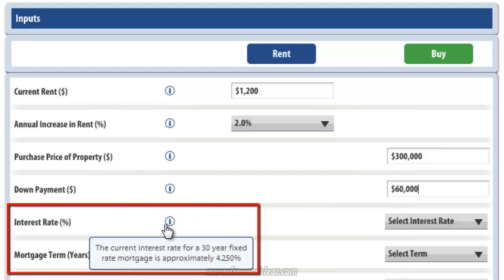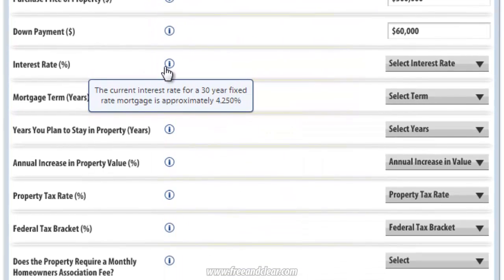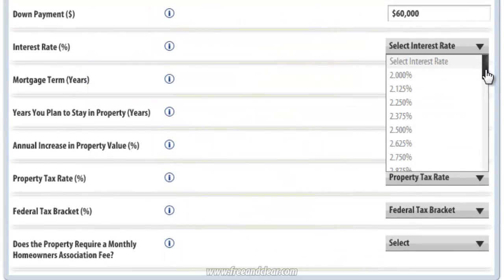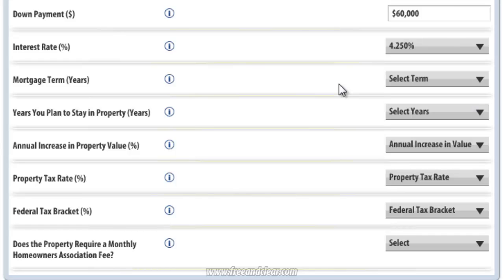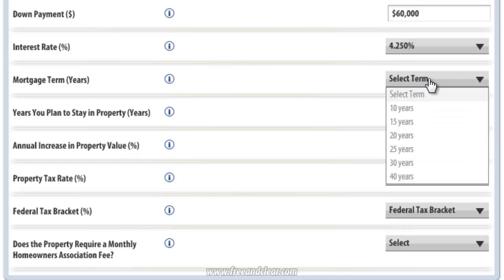The next input is interest rate. If you hover your cursor over the icon to the left of the drop-down menu, it shows the current interest rate for a 30-year fixed-rate mortgage. In this case, the current interest rate is approximately 4.250%. If you click on the drop-down menu, it reveals a wide range of options, and I'm going to select 4.250%. The next input is mortgage term, or the length of the mortgage in years. If you click on the drop-down menu, it shows a range of options from 10 years to 40 years, and I'm going to select 30 years because that is the most common mortgage term.